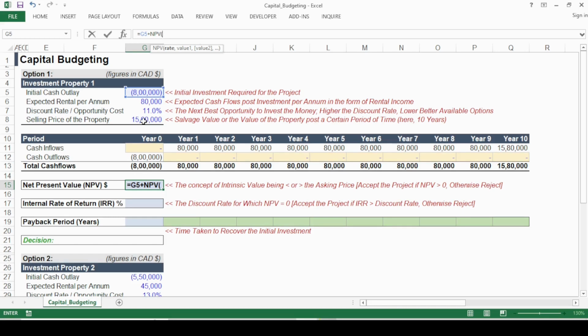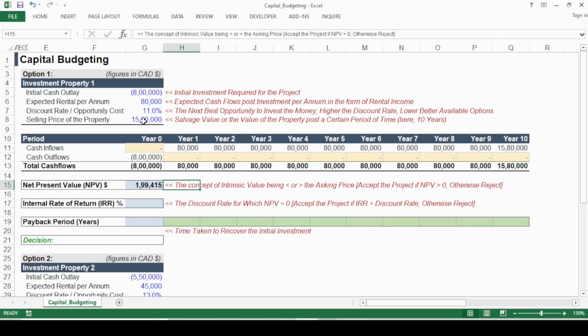So for this, first of all, we'll have to go to the discount rate, which is 11%, then comma, and I will take all these cash flows, all these cash flows in the subsequent years, and I'll close the bracket. So I hit enter and I get this value. Now since it's a positive value, this means this investment property is going to generate a positive cash flow, and since the net present value is greater than zero, it is going to increase the cash flows, and hence the manager is going to accept this project.